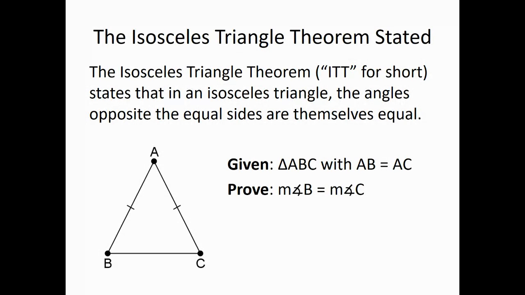We simply call it the ITT. And it says this: in an isosceles triangle, the angles opposite the equal sides are themselves equal. So look at the diagram. We have isosceles triangle ABC. The legs, as marked, are AB and AC. We may prove, that is, we may conclude, that the angles opposite those equal sides are themselves equal. So angle B opposite side AC, angle C opposite side AB, we may conclude that those are equal.